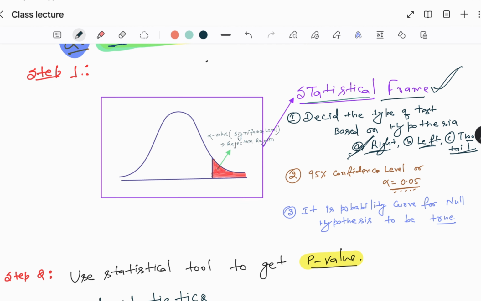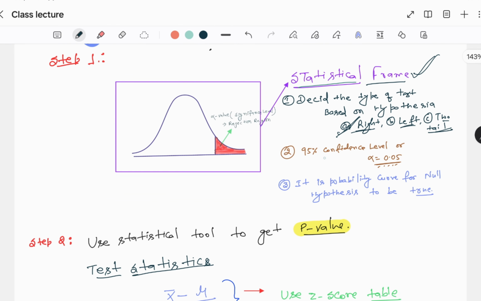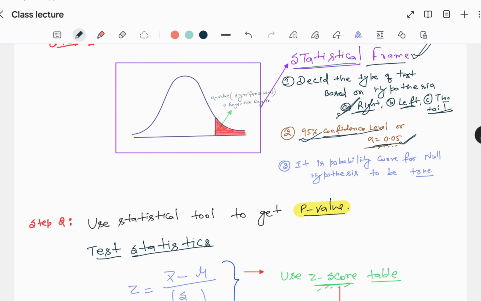Next, for deciding your framework, what should be the confidence level? The most common confidence level that I use is 95%. Accordingly, the alpha value will be 0.05. In the previous video, I have already explained the confidence level and alpha value. If you have not watched that video, you can watch it; I will give the link. This alpha value, which is this region, is also called the rejection region.